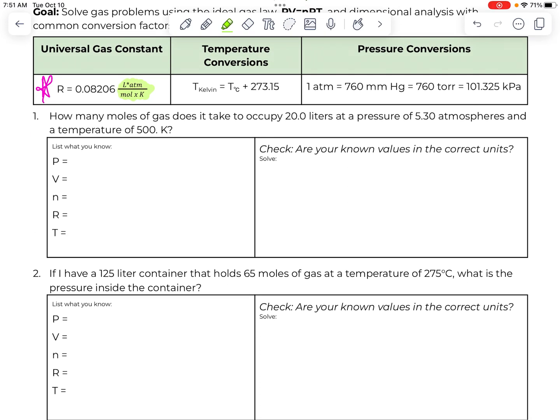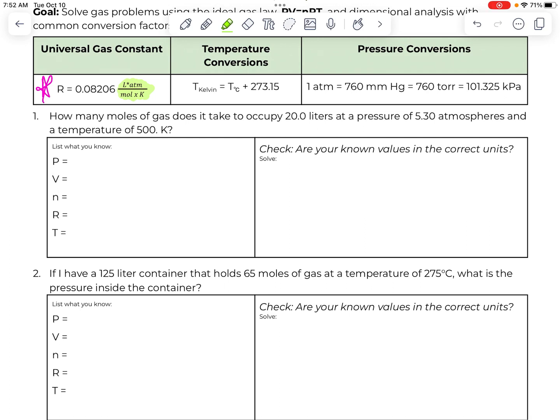Let me walk you through just one of these problems to get you used to how it works, and then I'm going to set you loose with the answer key to work on more. Number 1 says, how many moles of gas does it take to occupy 20 liters at a pressure of 5.3 atmospheres and a temperature of 500 K? The first thing you want to do is get yourself situated: figure out what you know and what you are asked to solve for.